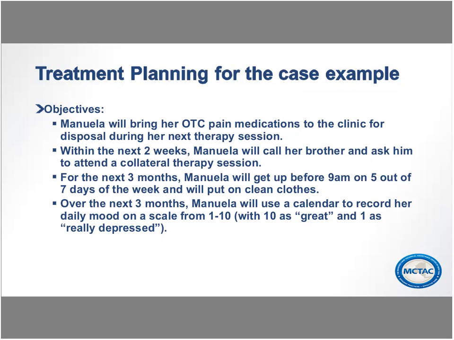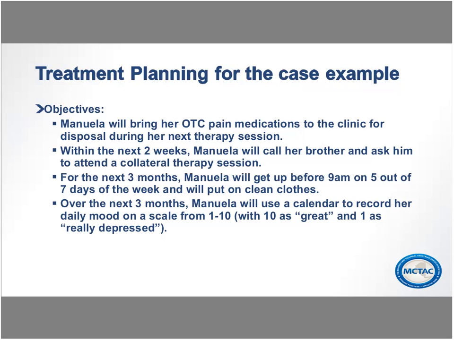Over the next 3 months, Manuela will get up before 9 a.m. on 5 out of 7 days of the week and will put on clean clothes. There's nothing that helps break depression like actual concrete behavioral goals. And if Manuela started with 2 out of 7 days, wherever she thought she could start and be successful, let's make that very concrete. I know that reads like a very simple goal, but achieving that can help break the logjam of depression.